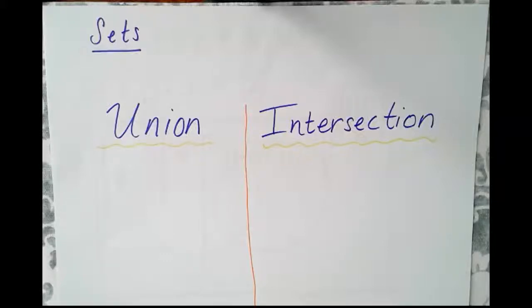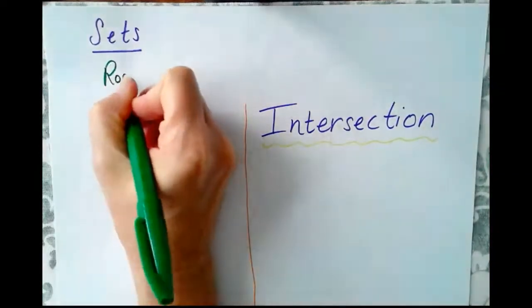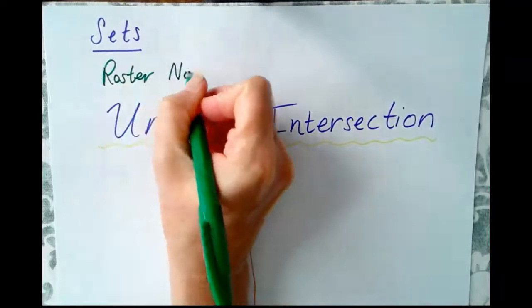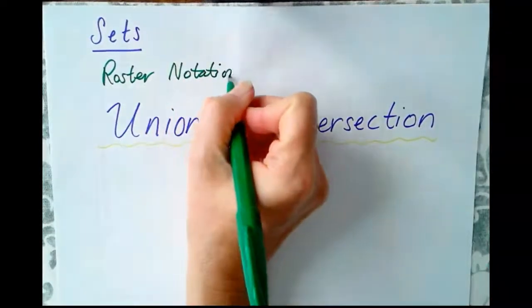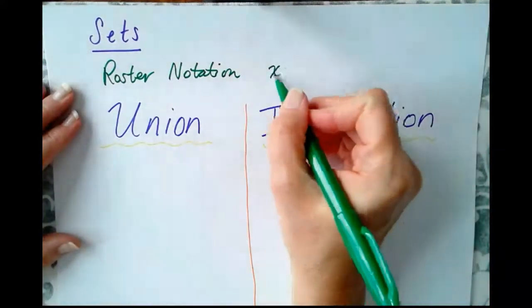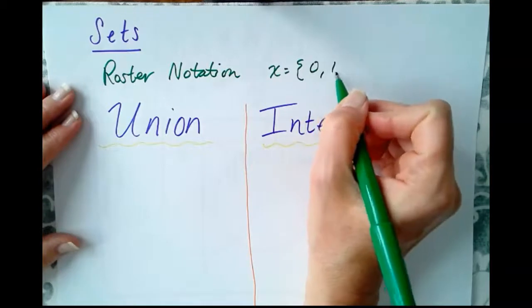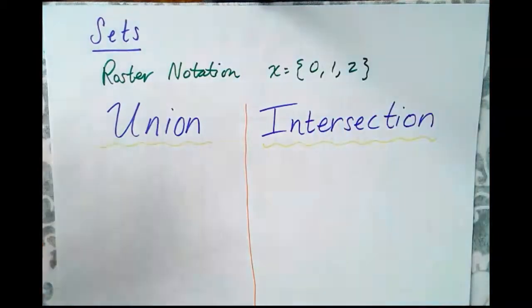So let's continue looking in section 1 and let's talk about sets. And when we talk about sets, we've got some good vocabulary. First of all, let's look at roster notation. And this is how you've given answers before in Algebra 2. So we could say X is the set that contains 0, 1, and 2.